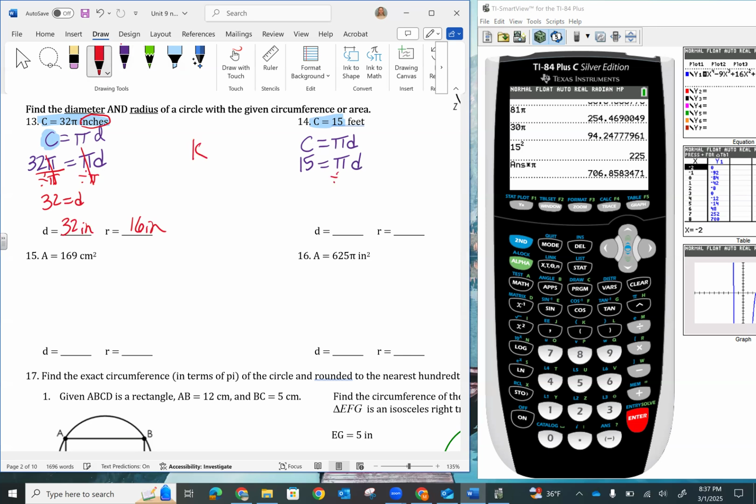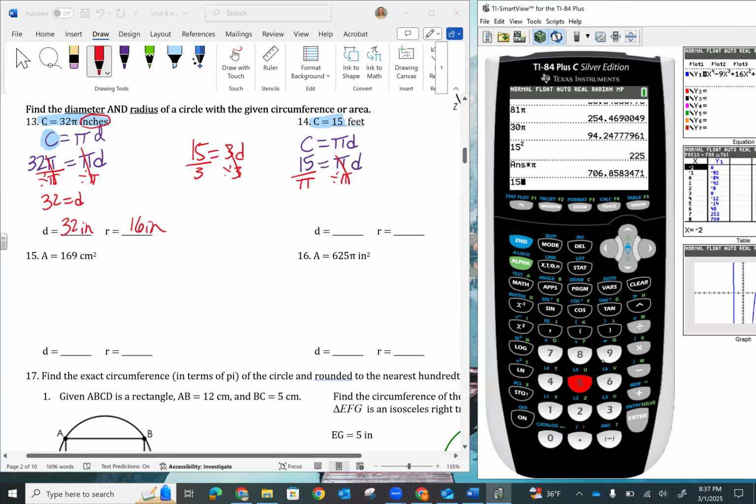I want to get D by itself, so I'm going to divide both sides by pi. It's kind of like if you had 15 equals 3D, you would divide both sides by 3 and it would cancel out. So I'm going to divide this by pi and it will cancel out, and I'm going to divide this side by pi. However, there are no pi's that will cancel out, so I'm going to have to use my calculator and go 15 divided by pi, using the pi key. If there's a pi value that cancels out on both sides, then get rid of it. If there isn't, you might have to actually just take 15 and divide it by pi and get an answer.